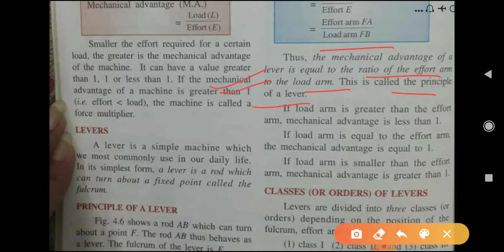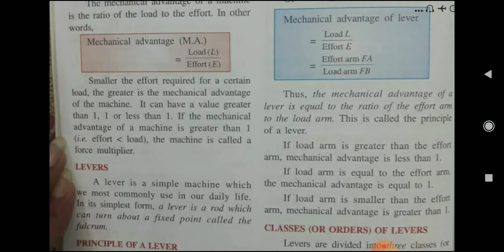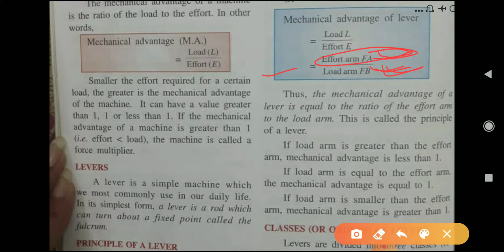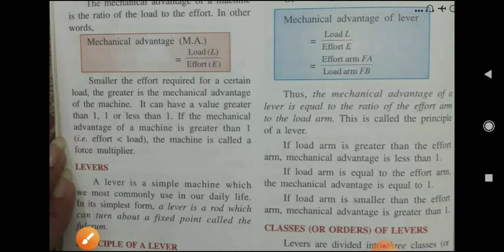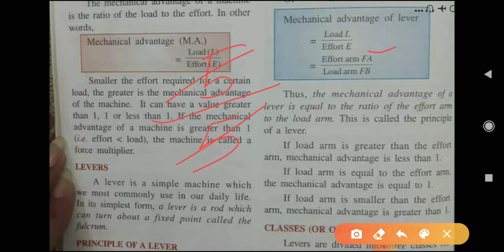Now if the load arm is greater than the effort arm, then the mechanical advantage is less than 1. From this formula you can find that when the load arm is greater than the effort arm, the value of mechanical advantage is less than 1. Now when the load arm is equal to the effort arm, suppose the effort arm is 5 meters and the load arm is also 5 meters, when these two values are equal, we get a mechanical advantage of 1.